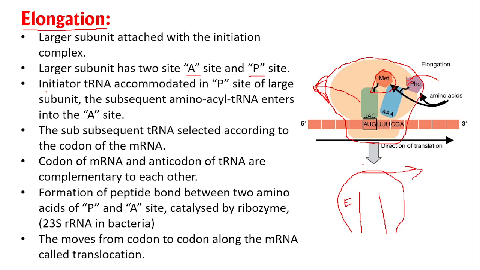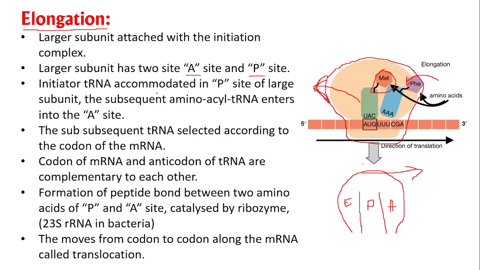Next one, see, initiator tRNA is accommodated in the P site of the larger subunit of the ribosome. Here, in this central region, the P site will be there, and here the A site will be there. A site, then P site and E site. 3 sites will be there in the larger subunit of the ribosome.